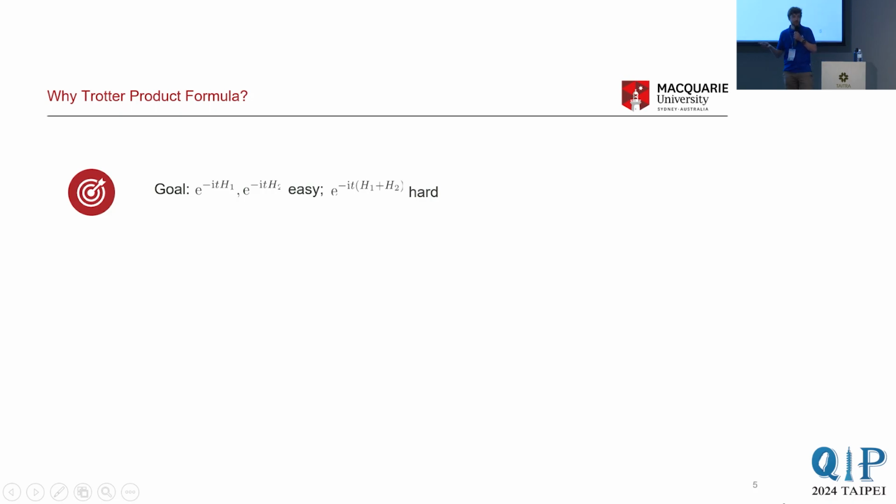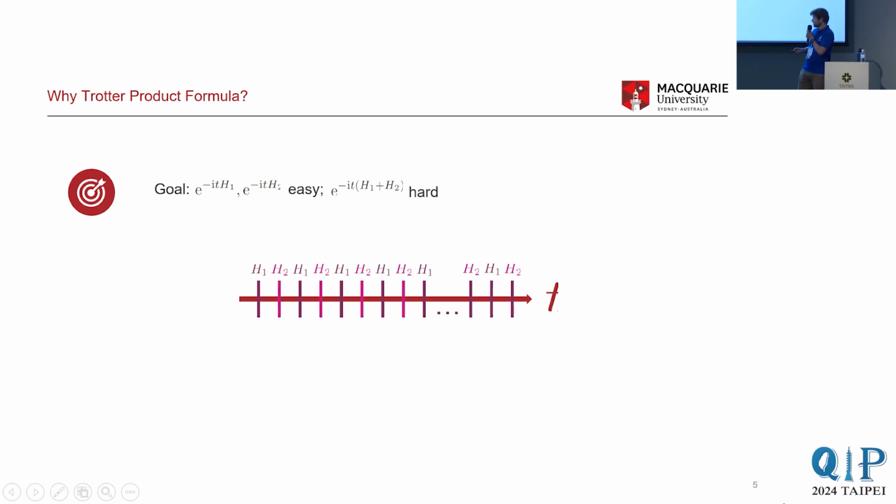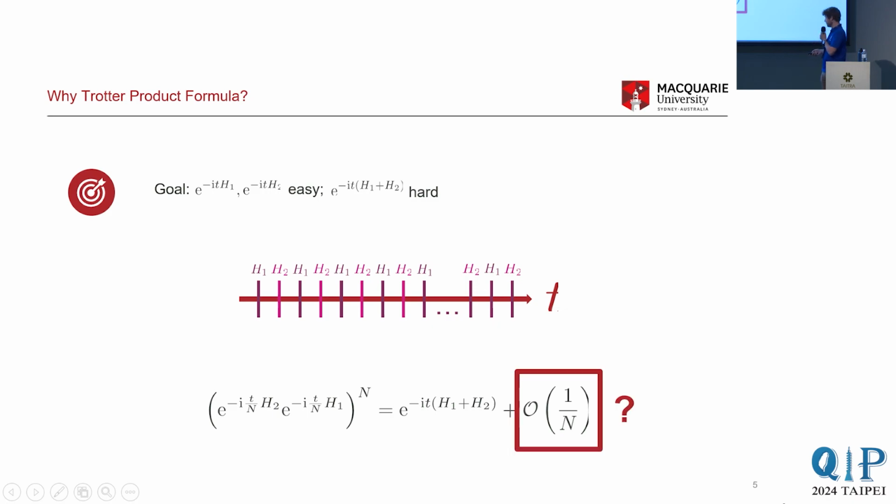An example of this would be Schrödinger operators, where you have potential energy plus kinetic energy. The way it works is you have some total time evolution t, you split this time into smaller intervals, and you alternate very quickly between h1 and h2. This is how it looks in formulas. If you do this, you actually make a small error because h1 and h2 do not commute with each other. So the question is, what is this error, and can we make this error as small as possible?